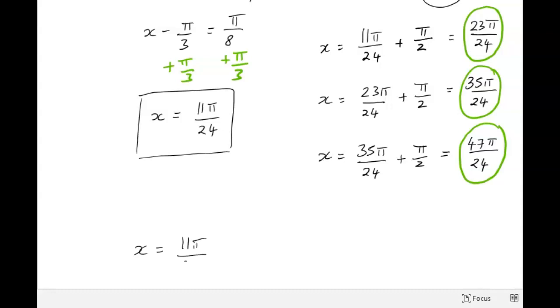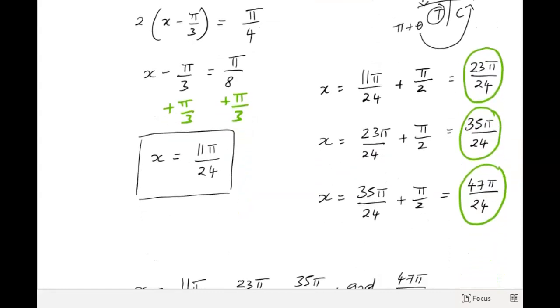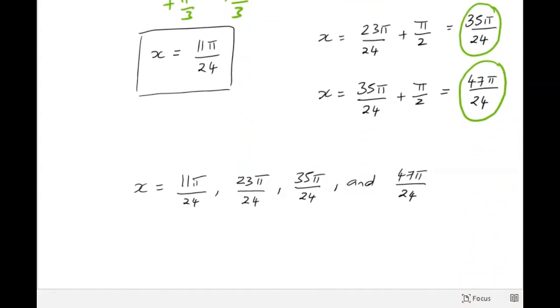So x is going to be equal to 11 pi on 24, 23 pi on 24, 35 pi on 24, and finally 47 pi on 24. Alright, and that solves the tangent equation 2 times tan of 2 times x minus pi on 3 is equal to 1. Right? That's where we are with this particular question.